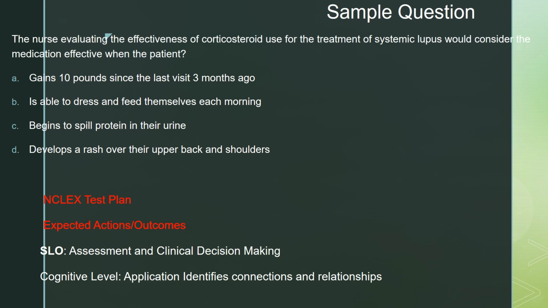So the big thing with this one is you have to know about the disease process, and that's how we're going to know that it's better. And it is B, is able to dress and feed themselves each morning, because the purpose of the drug and how it works for lupus is that it decreases the inflammation in the joints, and the patient is more able to move, is in less pain, and is more active. Okay, that concludes this podcast.